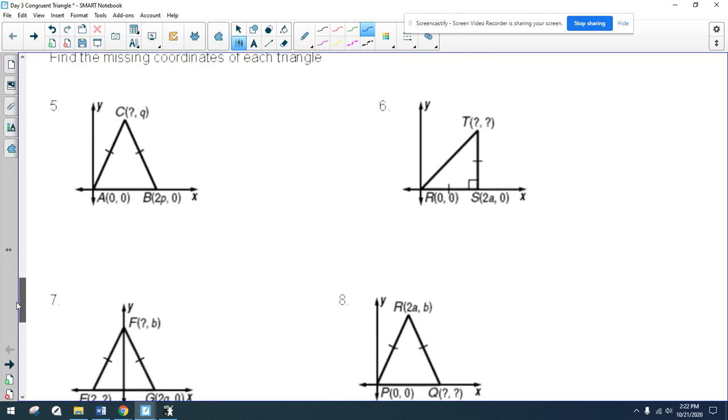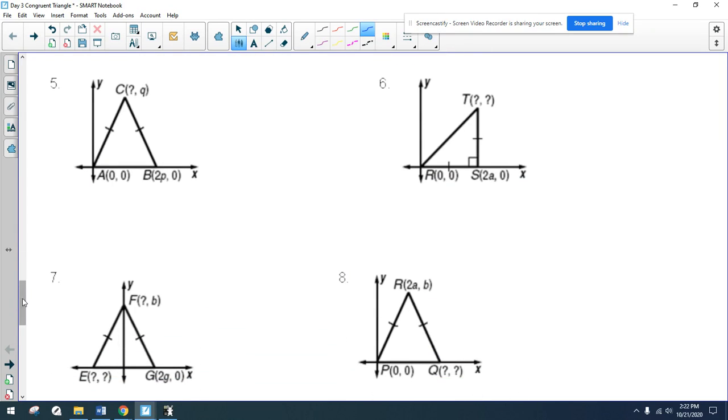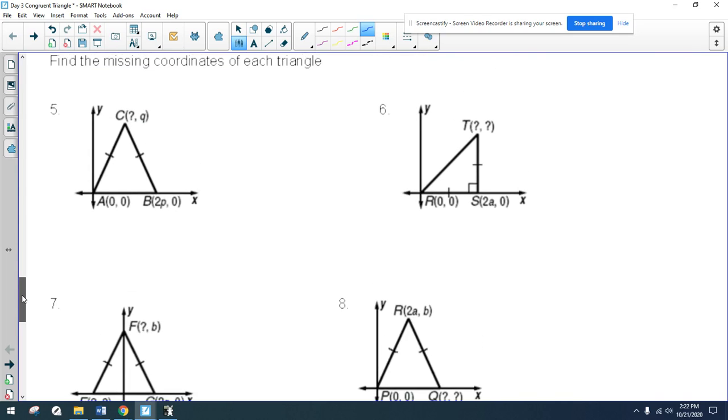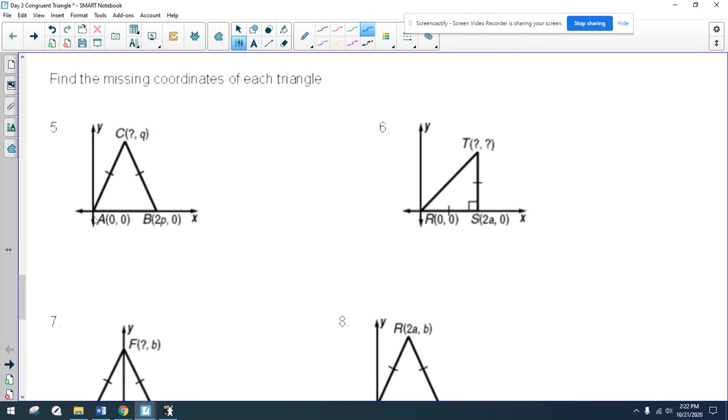These are a little confusing, so I put 4 more of them. This is the last one. Find the missing coordinates. Right here, they give you this, and then we're trying to find how far over. We're trying to find the x. The height is q, but we're trying to find the x value, right here. So this is going to be right in the middle. So we have to find the middle of 0 and 2p. If you cut it in half, 0 and 2p cut in half is just going to be 1p. So p, q.